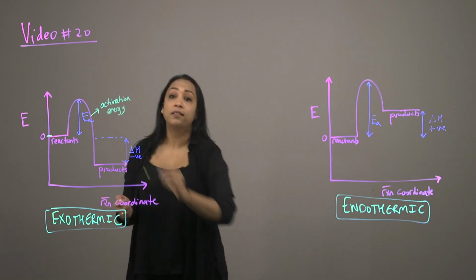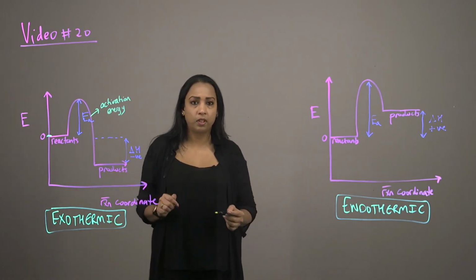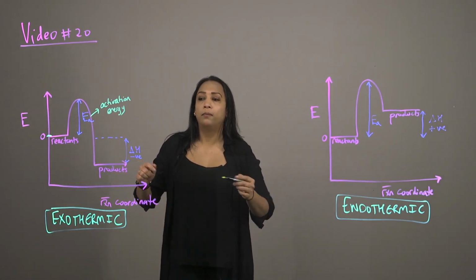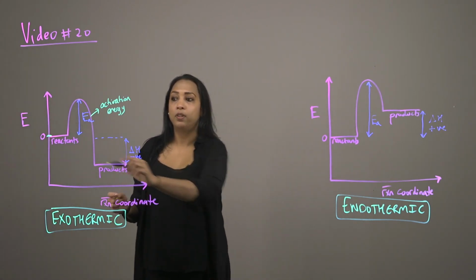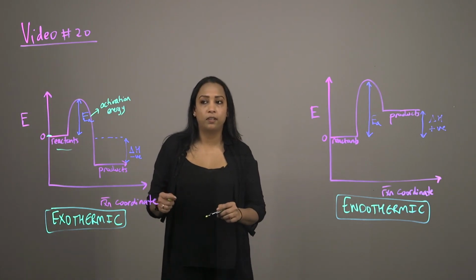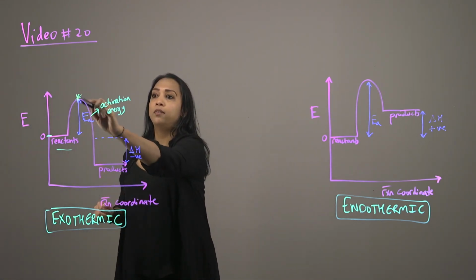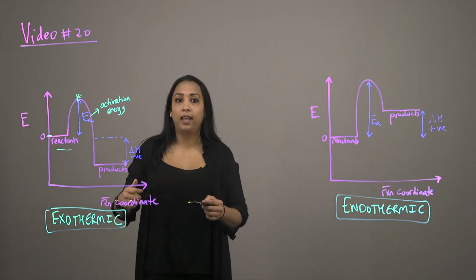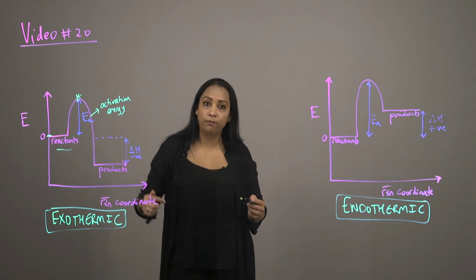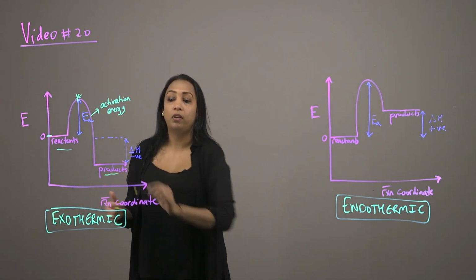Activation energy, otherwise abbreviated E subscript A, refers to the energy that we're putting into the system in order to break the bonds in our reactants. Once we have broken all of the bonds and achieved a high energy level, new bonds are then going to be formed in order to make our products.